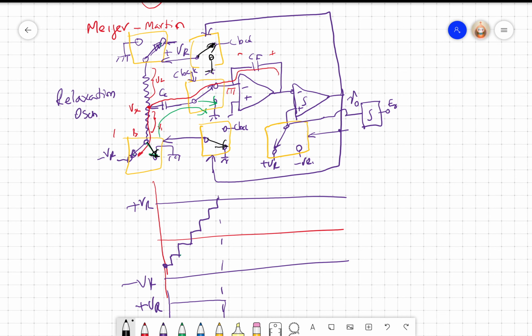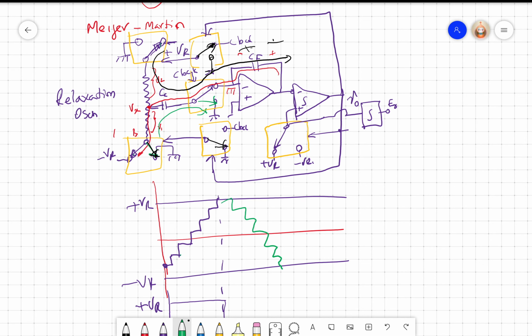The charging is going to happen with respect to plus VR. Now when I connect plus VR here, how will the current flow? The current will go out of plus VR. So which means the current now will go from plus VR in this direction, right? So the capacitor will be charged in the opposite direction compared to the previous condition. So when the charge is in the opposite direction, the capacitor will now discharge and reaches minus VR.